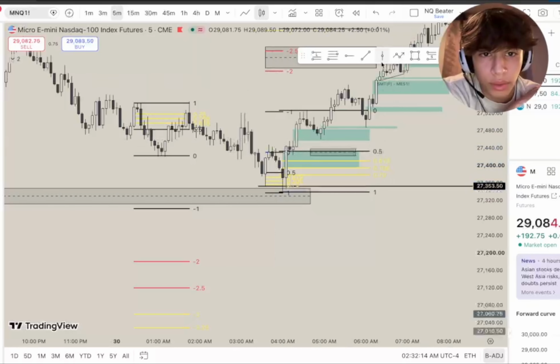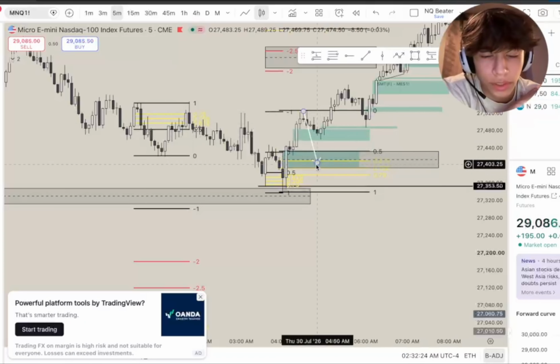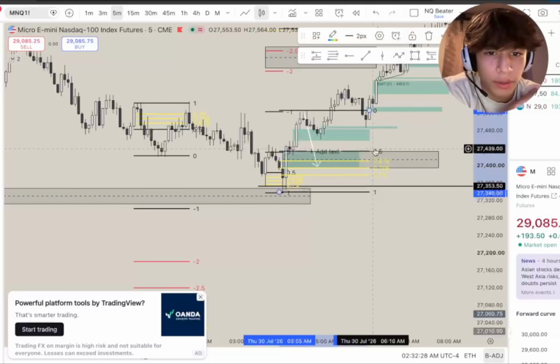So now what would we want? We'll want to wait for a pullback inside here. And we also have a Fair Value Gap aligning with the OTE zone, which is another high probability of it actually working. So now we pull back in here. Let's say hypothetically we pull back into here. Now what are we looking for?